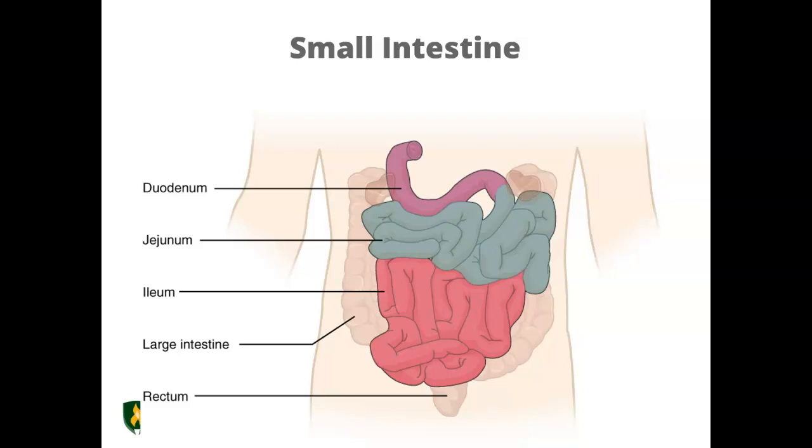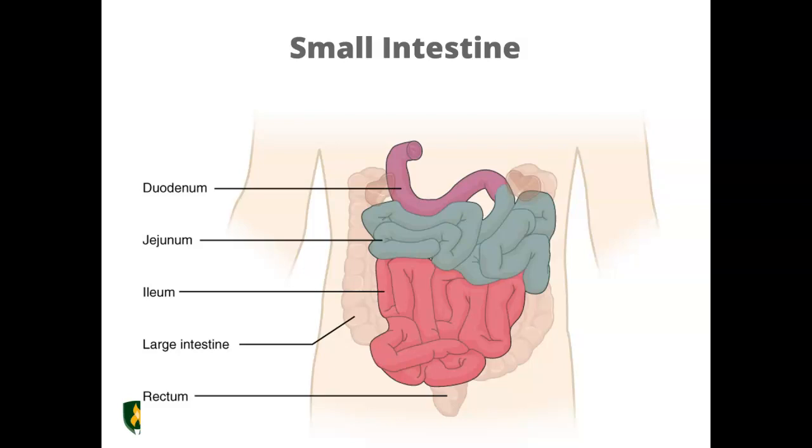Any undigested or unabsorbed food is passed into the large intestine and eventually excreted from the body. The small intestine has three parts: the duodenum, the jejunum, and the ileum. The duodenum is the upper part and is about 10 inches long. The jejunum is about 8 feet long, and this is the middle section. And the ileum is the end part, and that is about 12 feet long.